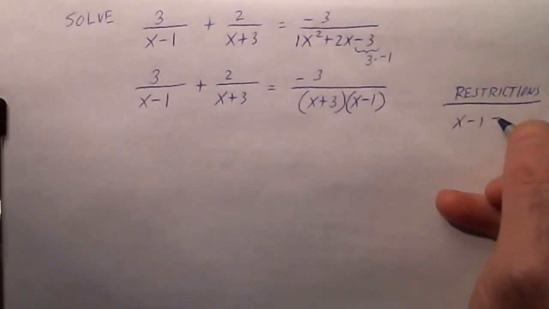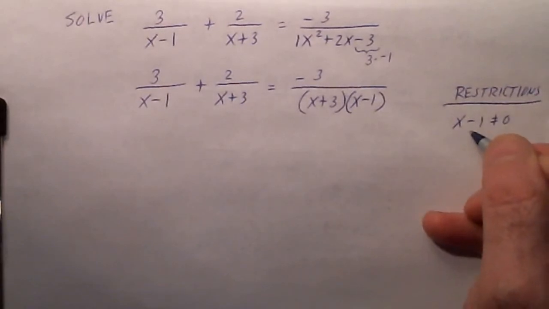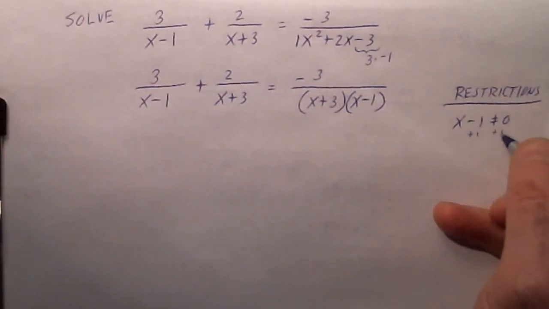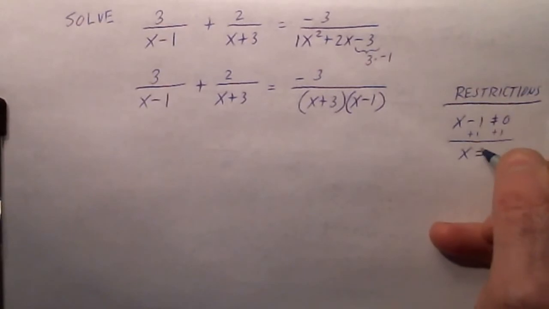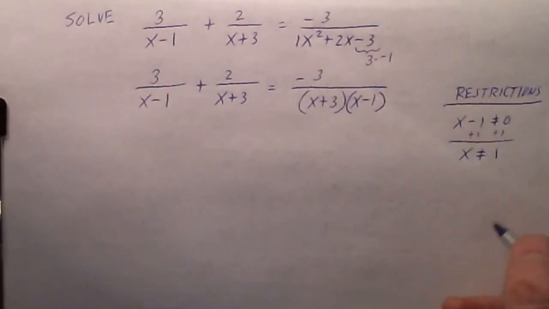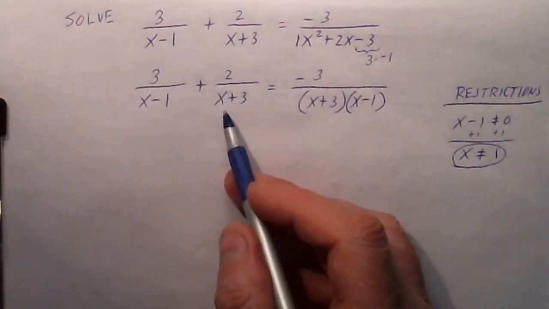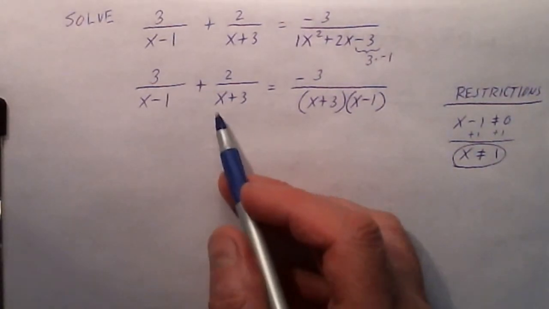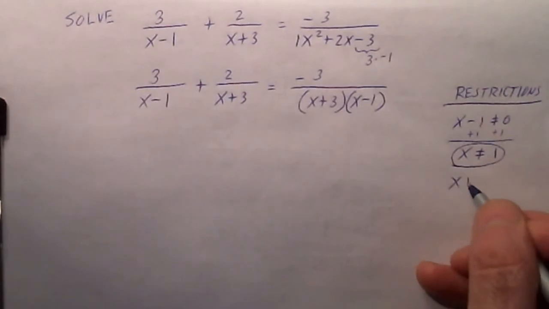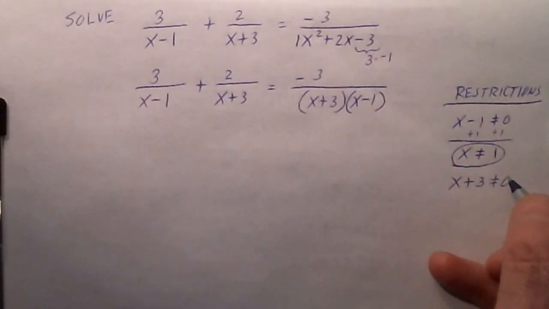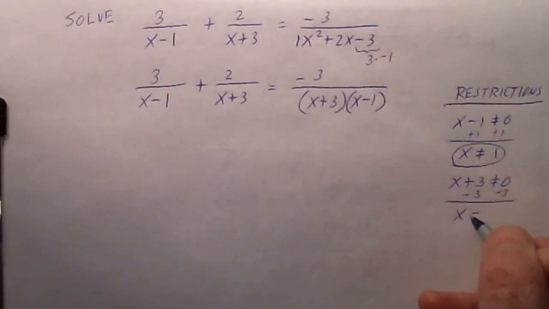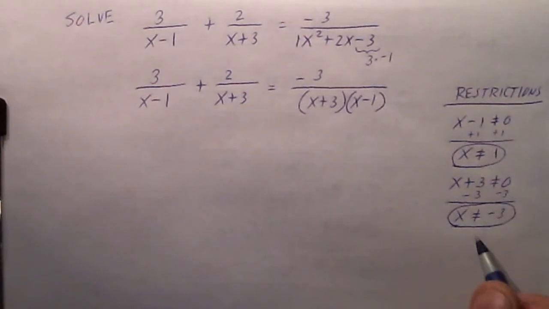So x minus 1 better never be equal to 0, which means that when we solve this, we add 1 to both sides, which means that x better never be equal to 1. That's one restriction placed on this equation. But we got to make sure that this denominator never becomes 0. So therefore, take x plus 3, set it not equal to 0, and then solve this by subtracting 3 from both sides. We get x better never be equal to negative 3. There's another restriction imposed on our equation.